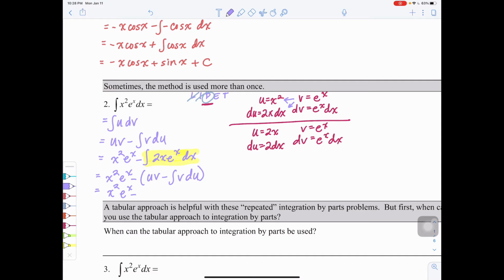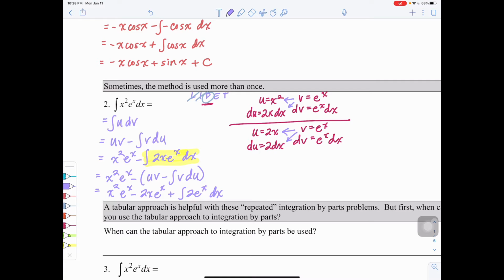Minus, now let's go ahead and see what uv is this time. 2x e to the x. And what is this next one? That's right, it's a plus the integral of v du. So 2e to the x dx.